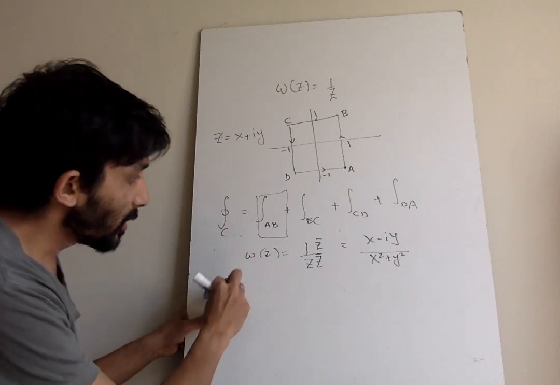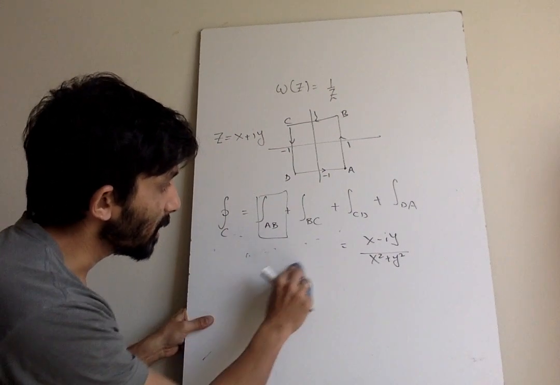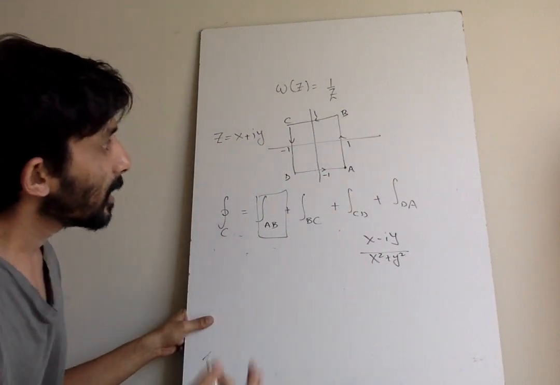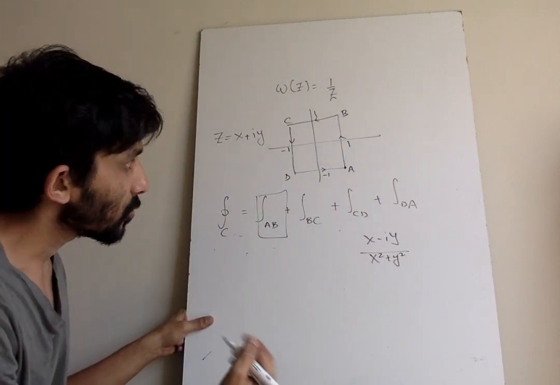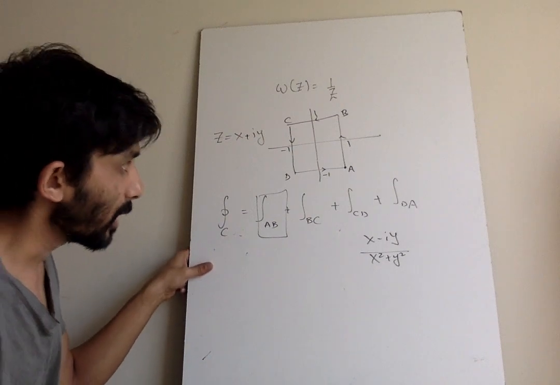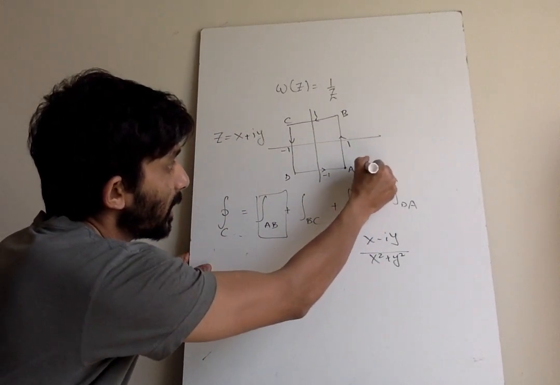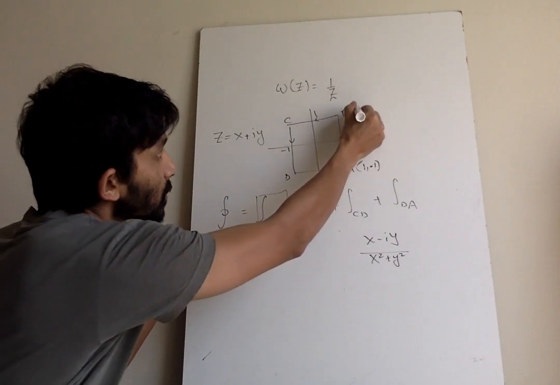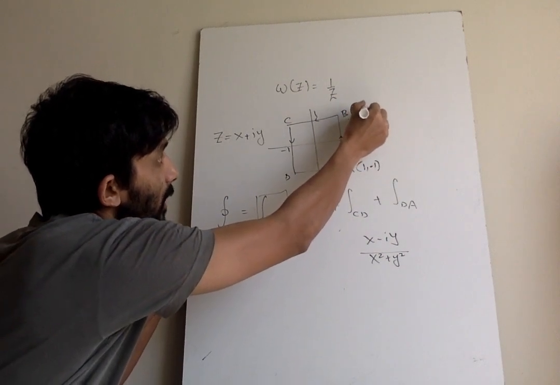So let's say you would evaluate this integral along the path AB. Along the path AB, as you can see, the x coordinate is not varying. It's just y, which is changing from -1 to 1. For instance, the coordinates of the point A are x equals 1 and y equals -1, and the coordinates of the point B are x equals 1, y equals 1.